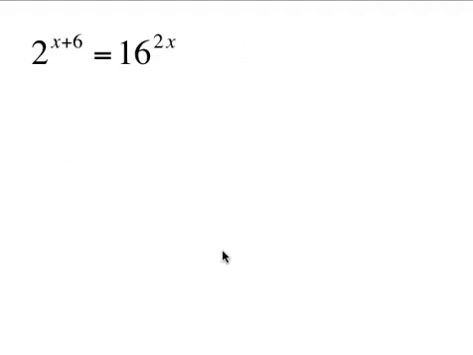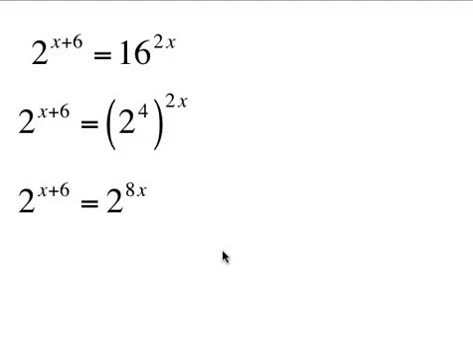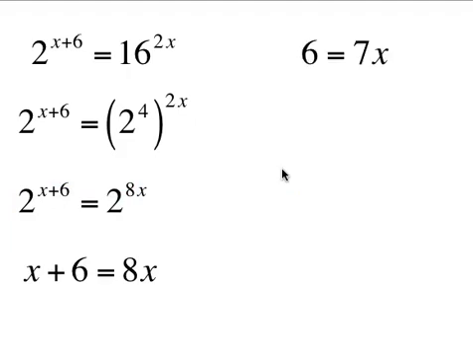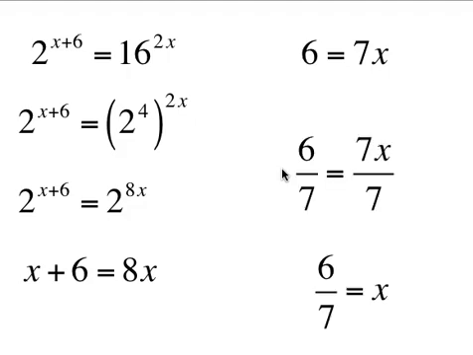Next up we have 2 to the x plus 6 equals 16 to the 2x. 16 is 2 to the fourth power. Again, when we raise a power to a power, we multiply exponents. So 2 to the x plus 6 is 2 to the 4 times 2x, or 2 to the 8x. When this is the case, x plus 6 equals 8x. Let's subtract x from both sides. It'll give us 6 equals 7x. When that happens, then divide by 7. 6/7 is x.